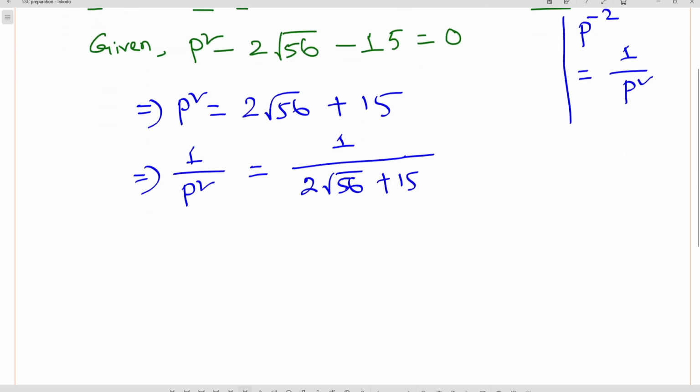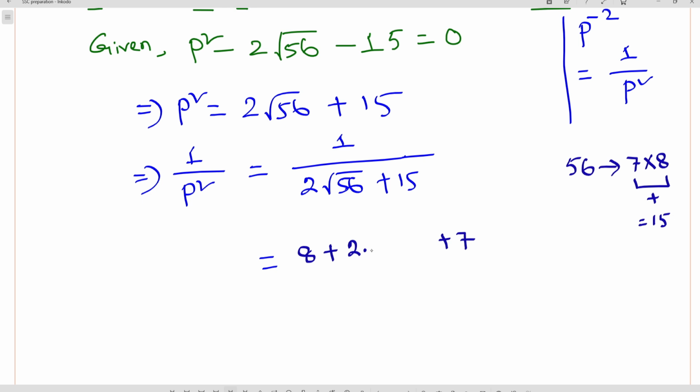Now this is the main point. How can we elaborate this one? 56 can be written as 7 times 8, right? And also look, 7 plus 8 equals 15. So in this case we can write 8 plus 7, it's 15. And here is a 2, we can also write root 8 times root 7, the same thing.